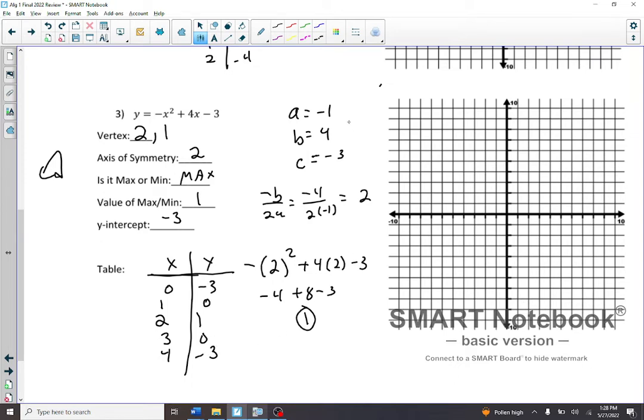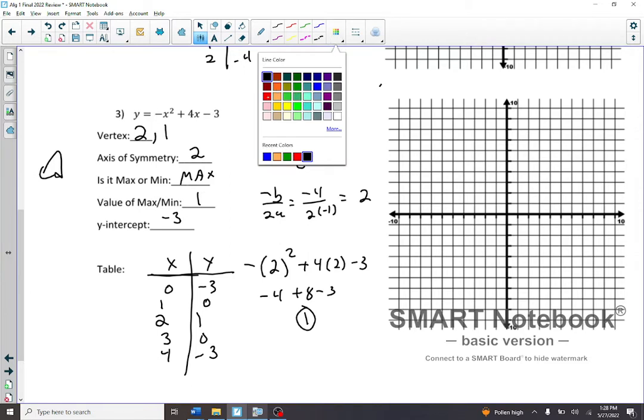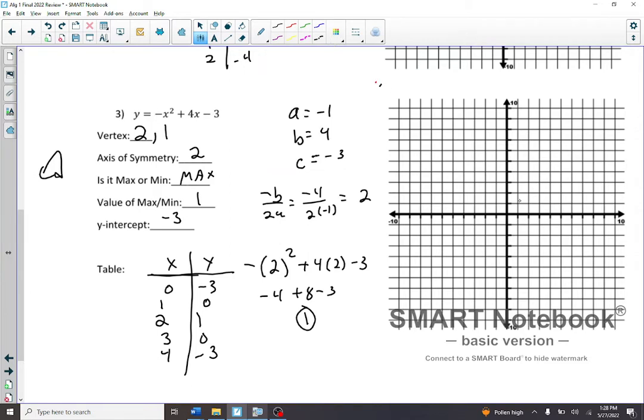Again, you can use your calculator to confirm the work. I'm just able to do it all in my head. So 2, 1, 2 right, 1 up. 1, 0, and 3, 0. And 0, -3, 1, 2, 3. And then 4, -3, 1, 2, 3.